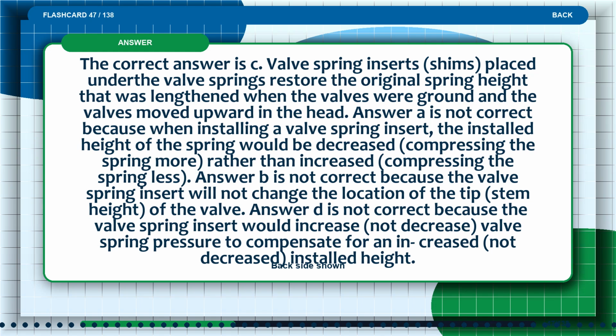The correct answer is C. Valve spring inserts, shims placed under valve springs, restore the original spring height that was lengthened when the valves were ground and the valves moved upward in the head. Answer A is not correct because when installing a valve spring insert, the installed height of the spring would be decreased, compressing the spring more, rather than increased, compressing the spring less. Answer B is not correct because the valve spring insert will not change the location of the tip stem height of the valve. Answer D is not correct because the valve spring insert would increase, not decrease, valve spring pressure to compensate for a decreased, not increased, installed height.